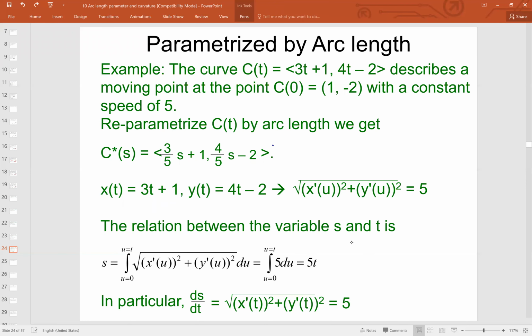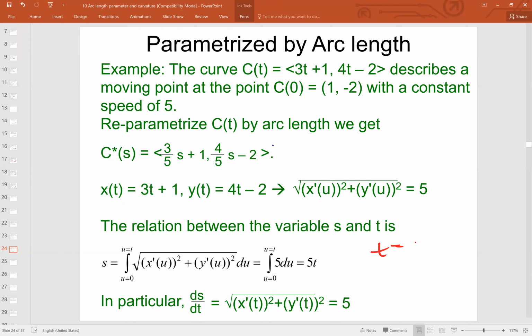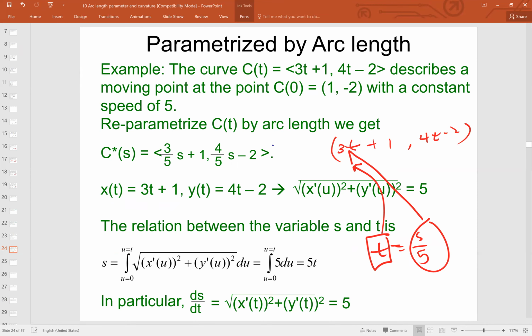After you get all these, meaning that t is equal to s over 5, then you plug the t back into your original equation. What was it? 3t plus 1 and 4t minus 2. And you put the t's in s back in here, and that's how you get the equation in s, the functions parameterized by arc length.